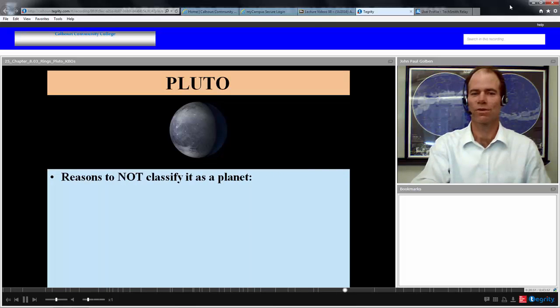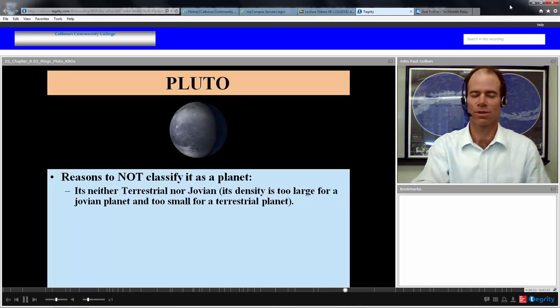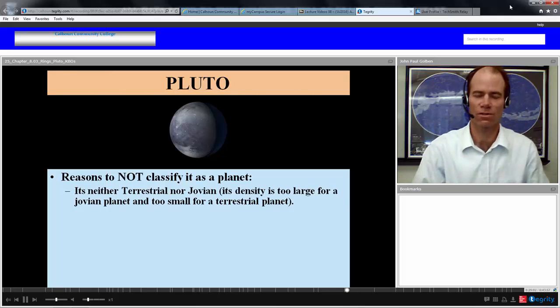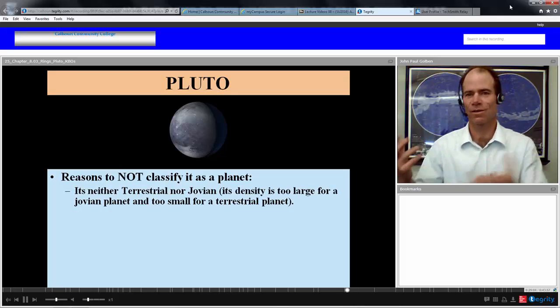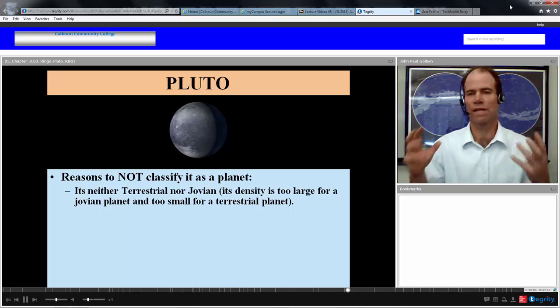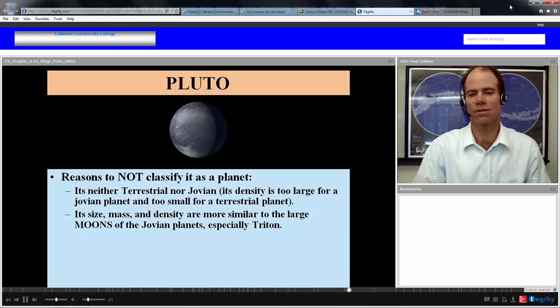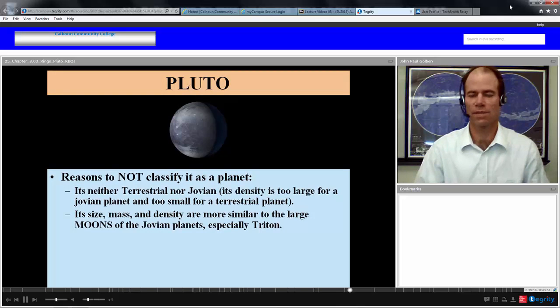Well, here are some reasons to not classify Pluto as a planet. It's neither terrestrial nor Jovian. Its density is too large for a Jovian planet, too small for a terrestrial planet. It doesn't fit in with either of the 2 major categories of planets that we know of. Its size, mass, and density are more similar to the large moons of the Jovian planets, especially Triton. So it's more moon-like.